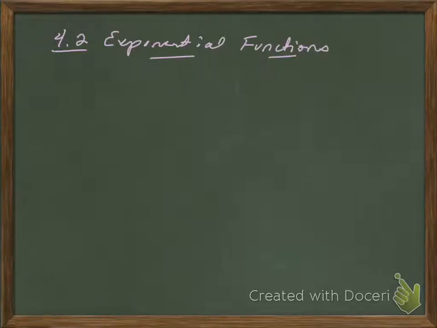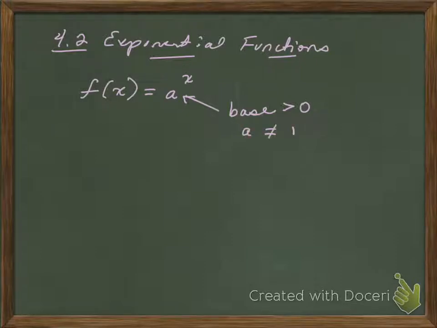So, of course, with exponential functions, it means that the variable is in the exponent position. So functions that are exponential look like f of x equals a to the x. Now, this a here is called your base, and x, of course, is your exponent. The base has to be greater than 0, so non-negative, and a cannot equal 1. Okay, so those are the restrictions on the exponential function.